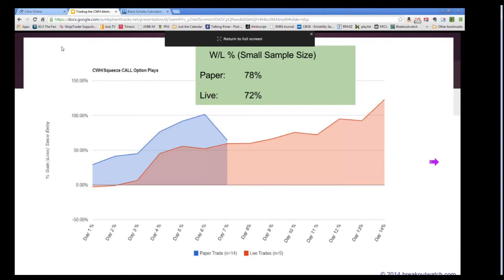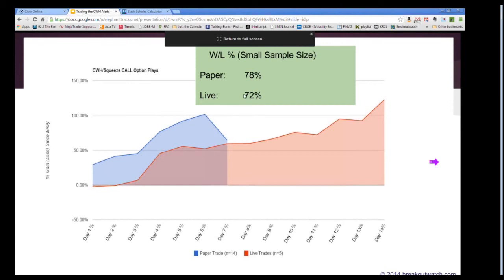So you see here the blue is the track record. Back when I was doing paper trading, I only tracked what happened the first 7 days. So you can see that a lot of the average, these are averages, not the best. These are the average. We had an average of, on day 6, 100% gain in the option price. And then it fell off after day 7.